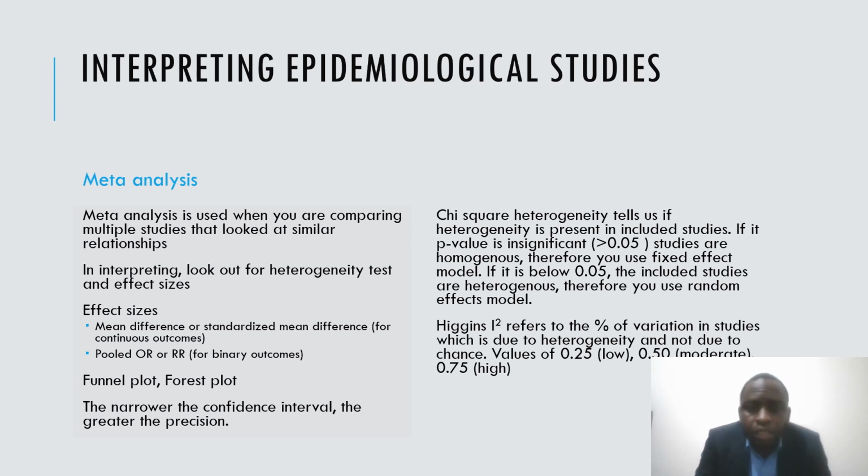The next thing you will see is what? The forest plot. So the forest plot, I'm going to show you an example. Then once in a while you see a funnel plot. A funnel plot will simply look at what? The distribution of the publications. It helps us to detect a publication bias.